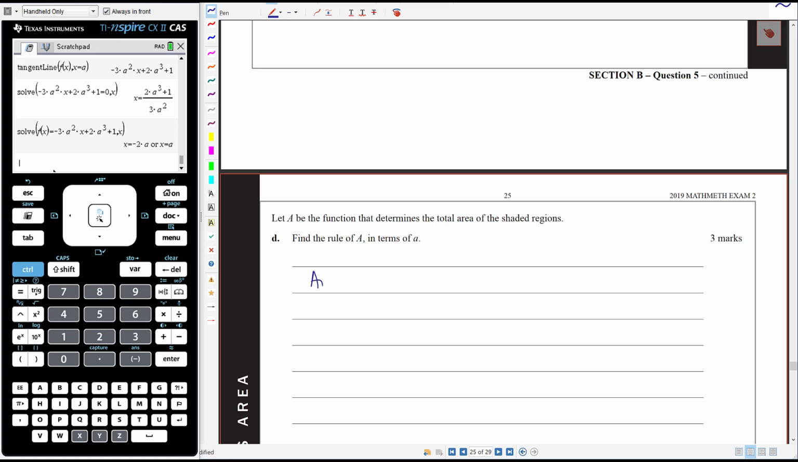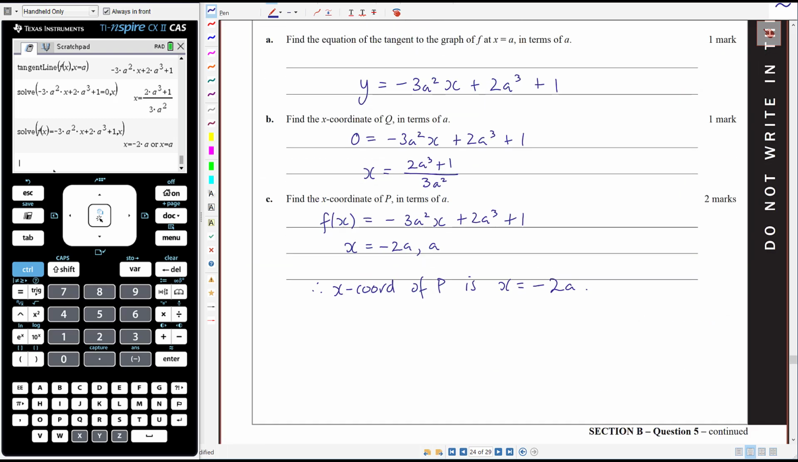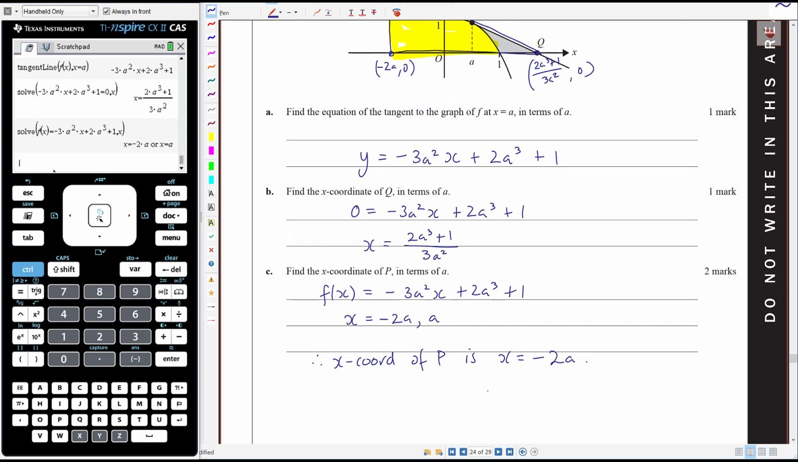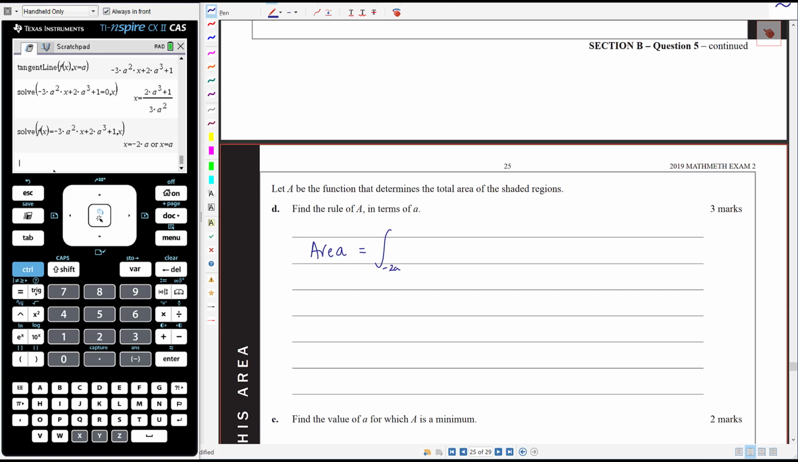So your area is going to be the integral from negative 2a up to, now you can't write q because q is a point and you need the x-coordinate of the point. So you're going to have to actually write that out, 2a cubed plus 1 on 3a squared.